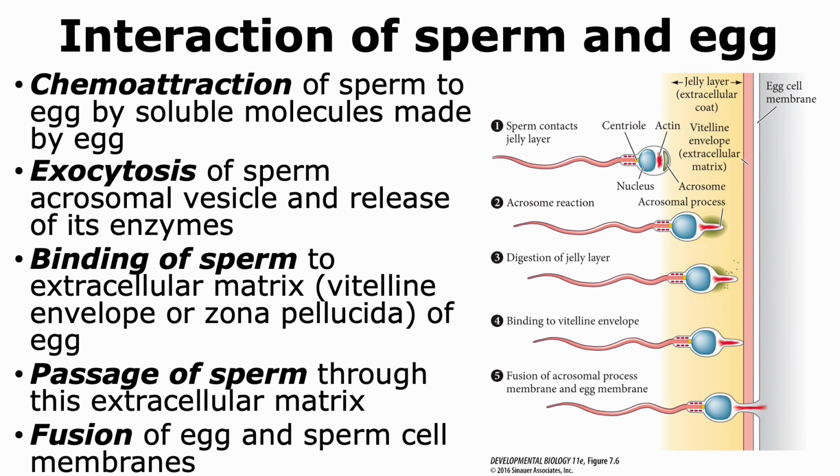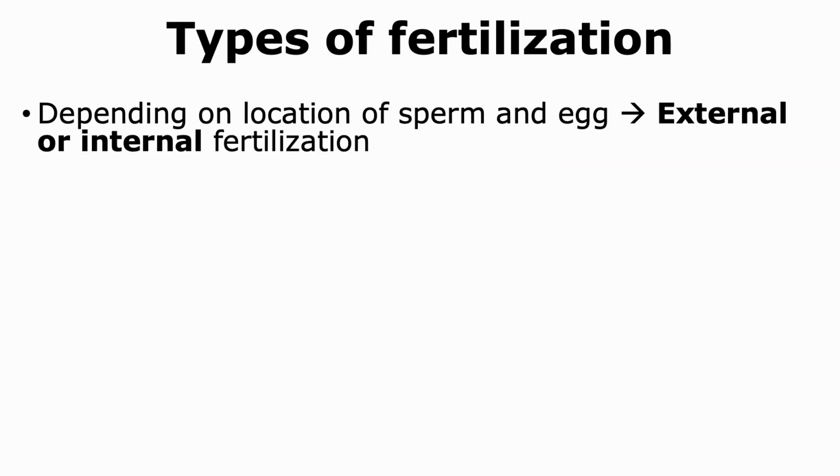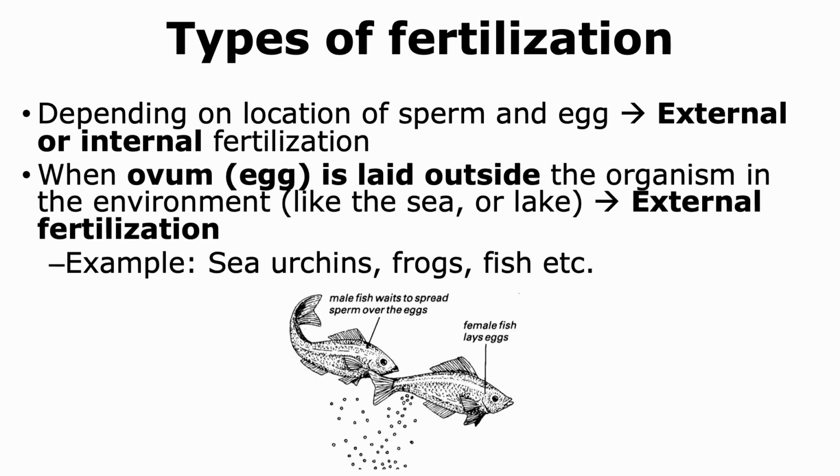There are two main types of fertilization, external fertilization and internal fertilization. In external fertilization, the ovum or the egg is laid outside the organism's body and into the environment. So in such situations, the sperm fuses with the egg in the environment and not in the organism's body. This kind of external fertilization is observed in many different animals, like sea urchins, frogs, fish, and other types of animals.